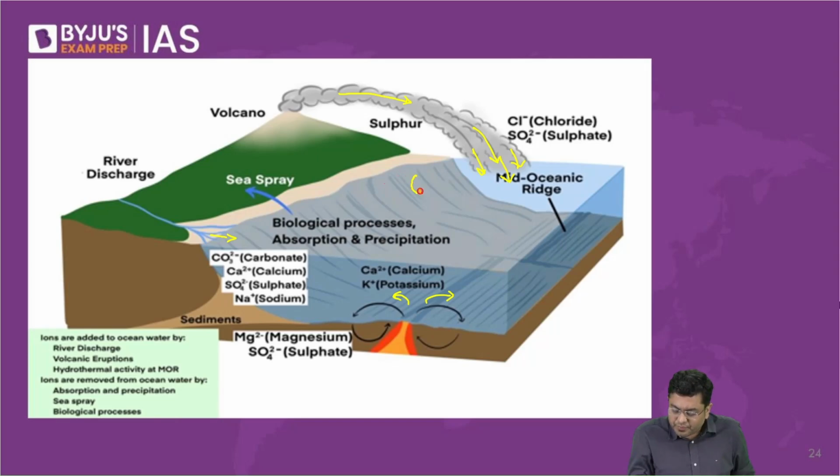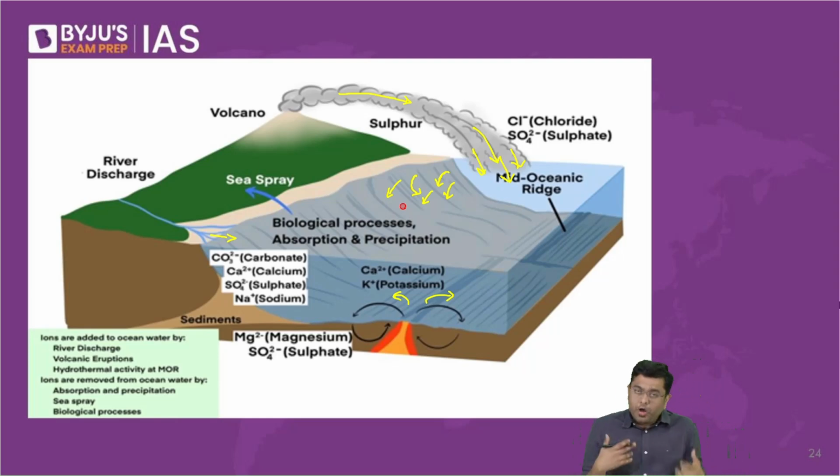Other than that, a very small amount of carbonate, and calcium in particular, will be added by the river as well. River water is considered fresh water because in the river you will not find a significant amount of salt, right? But the ocean is where all these salts are deposited over a period of time.